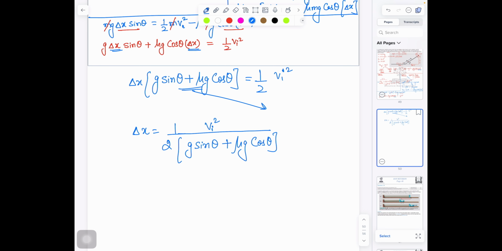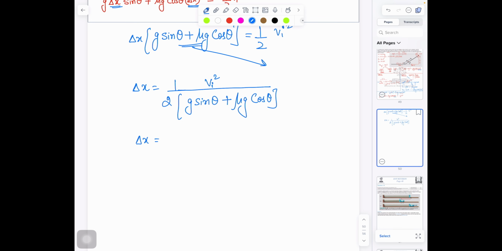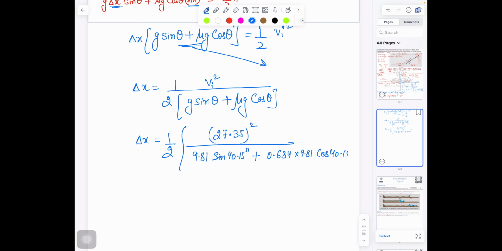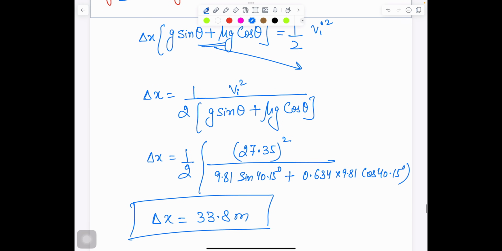Guys, now it's your turn to solve it. Okay, now I'm placing the values. Delta x equals 1 over 2. What is v i? Here the value is 27.35 square, divided by, what is g? 9.81. You have the angle, yes or no? Sine 40.15 degree plus, what is the value of mu? Mu is 0.634. After that, g is 9.81 cos of 40.15 degree. So guys, solve this. So you will get delta x equal to 33.8 meter. Clear?